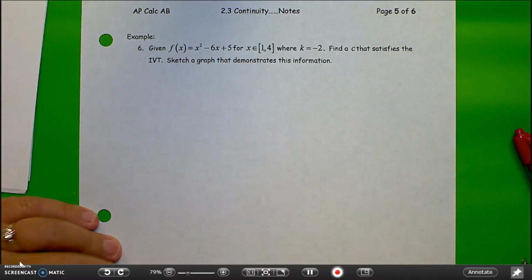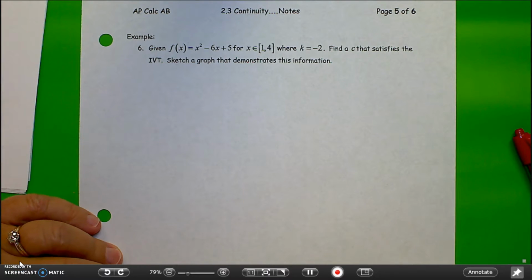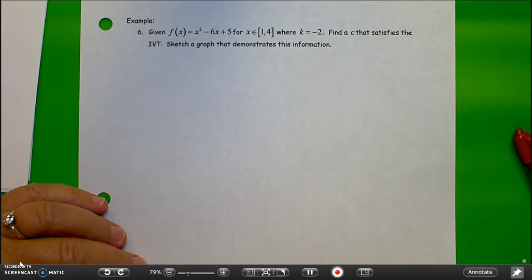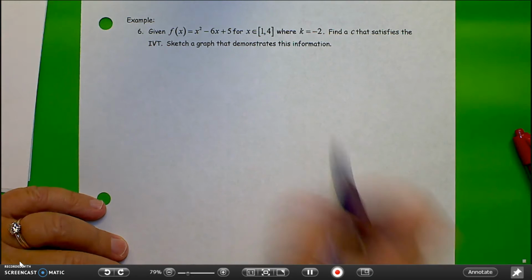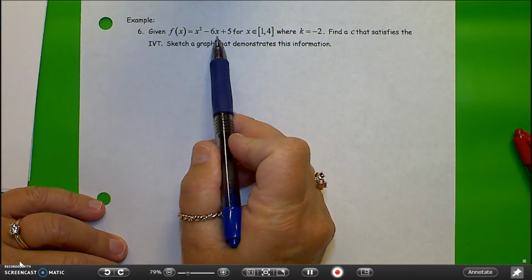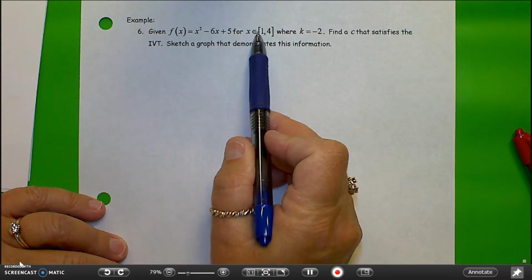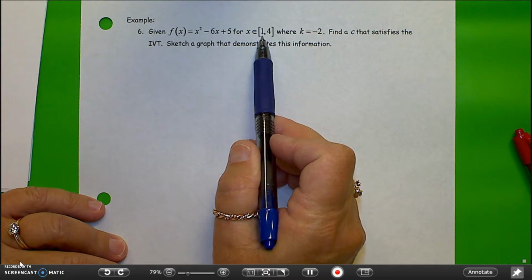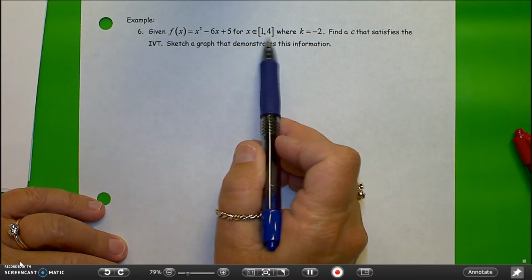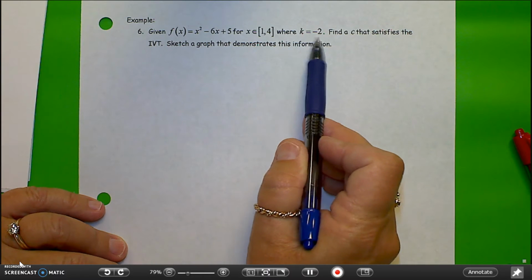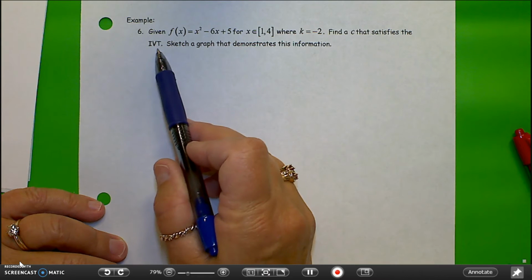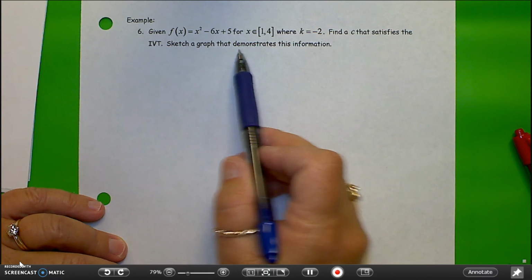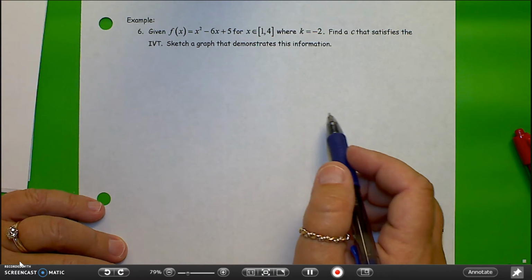This is Calculus section 2.3, page 5. What we're going to do now is apply the intermediate value theorem. For this given function, when x is an element of values 1 to 4, including 1 and 4, k is going to equal -2. We need to find the value of c that satisfies the intermediate value theorem. We're going to sketch a graph to demonstrate what we found.